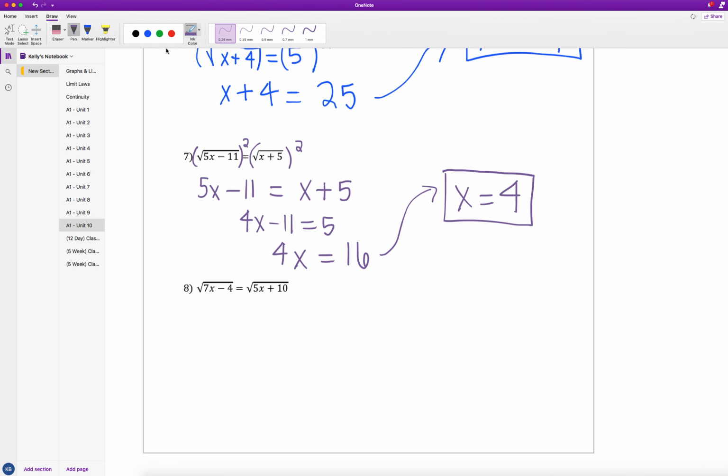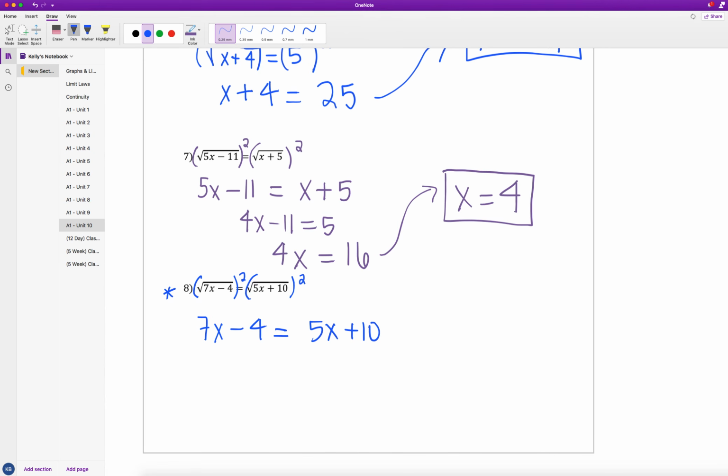Let's look at our last example. Example 8 says the square root of 7x minus 4 equals the square root of 5x plus 10. Why don't you guys pause the video and solve example 8 on your own first. So we have one of these cases where we have square root equals square root. So let's square both sides right away so the square roots can cancel. And we end up with 7x minus 4 equals 5x plus 10.